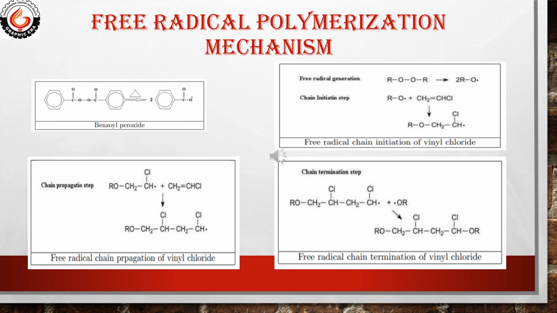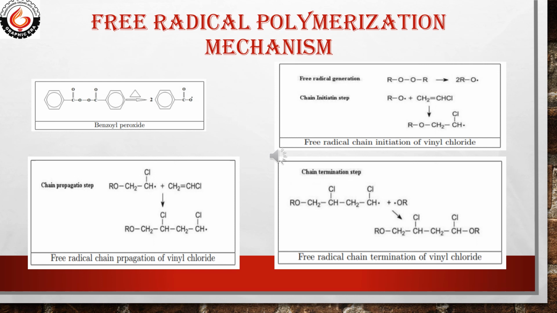Some common examples are benzoyl peroxide, potassium peroxide, etc. So here we are taking the example of benzoyl peroxide. Here you can see that if benzoyl peroxide undergoes heat treatment, it will give two free radicals. In this way it generates the free radical, and this free radical will attach to a monomer to start the initiation of the polymerization. In the second image you can see the initiation step, and we are taking the example of vinyl chloride here.